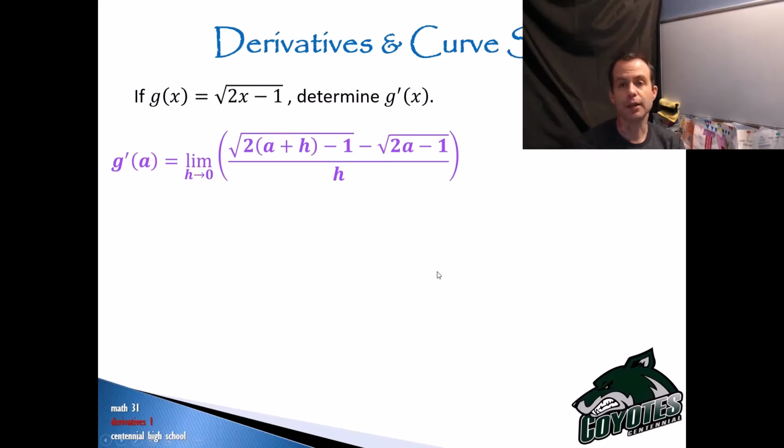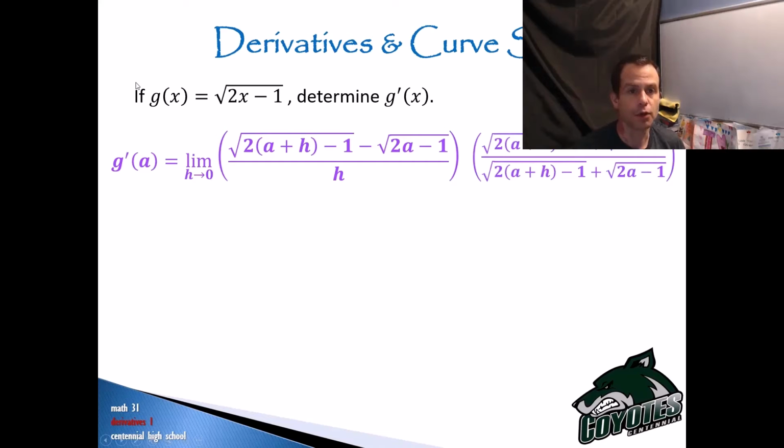Well, in all of the tools we talked about in Unit 1, the only thing I have available to me at the moment is maybe try to rationalize the numerator. So I'm going to multiply by the conjugate. So I'm going to multiply this by the root of 2 times a plus h minus 1 plus the root of 2a minus 1. Okay, so that's going to create a nice big mess for a minute.